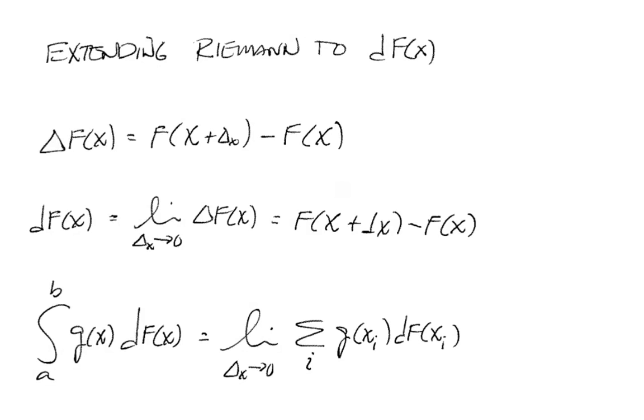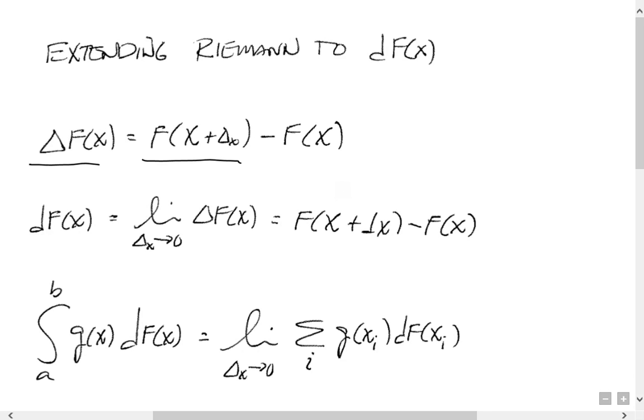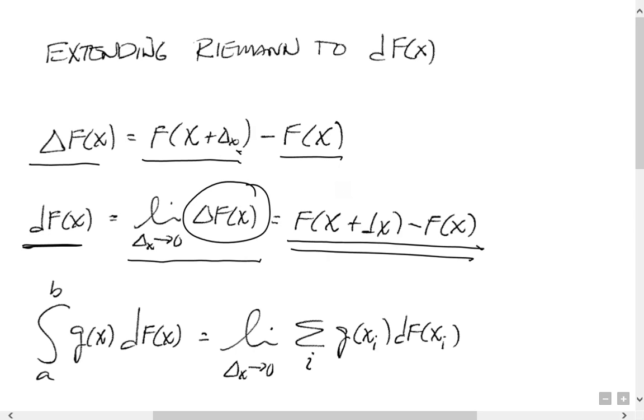So if we consider a small difference in our function f of x as being f evaluated at x plus a small change in x, and subtract from that simply f of x, then our differential of f of x is the limit as delta x goes to 0 of that difference, which is written here as the CDF at x plus dx minus the CDF at x.